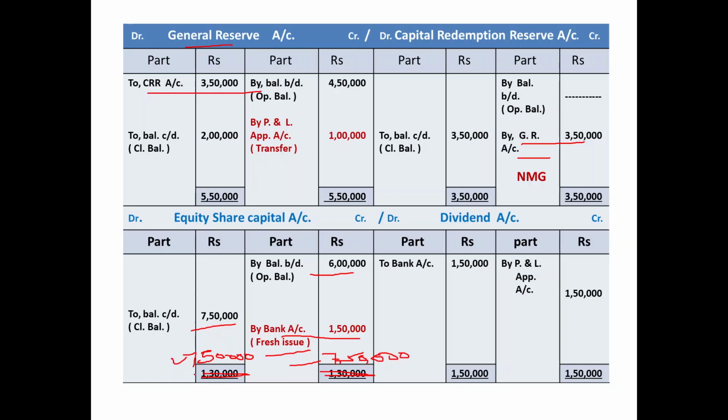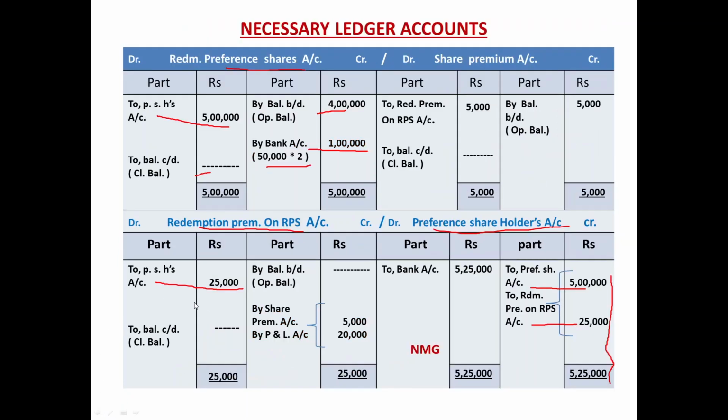Now redemption premium on RPS, fifth journal entry. Security premium account debited. Have a look. Security premium or share premium account debited 5,000. Profit and loss account debited 20,000. To redemption premium on RPS account credited 25,000. Opposite narration. Share premium 5,000. Profit and loss account 20,000. Total 25,000. And the last journal entry for the payment.